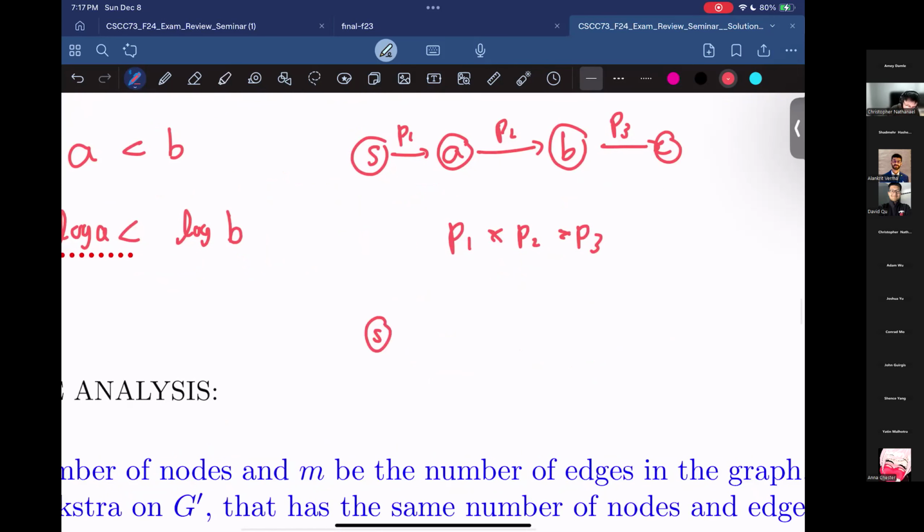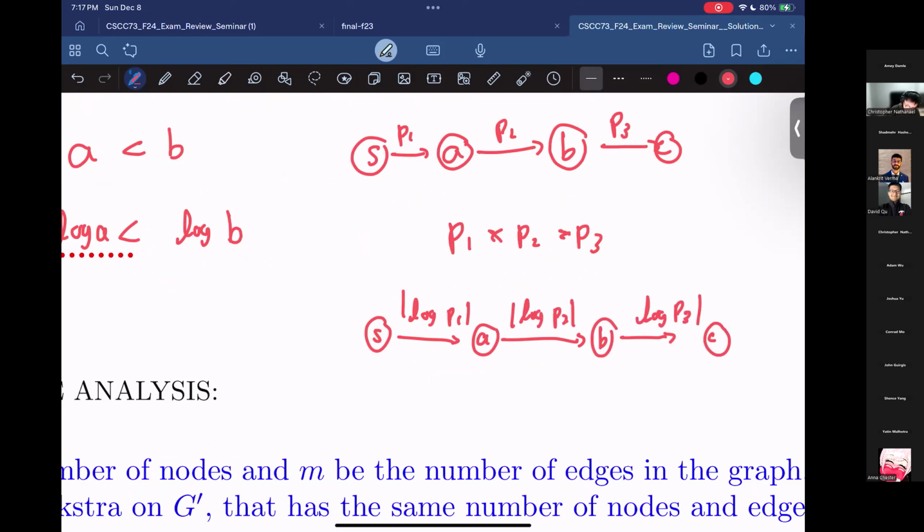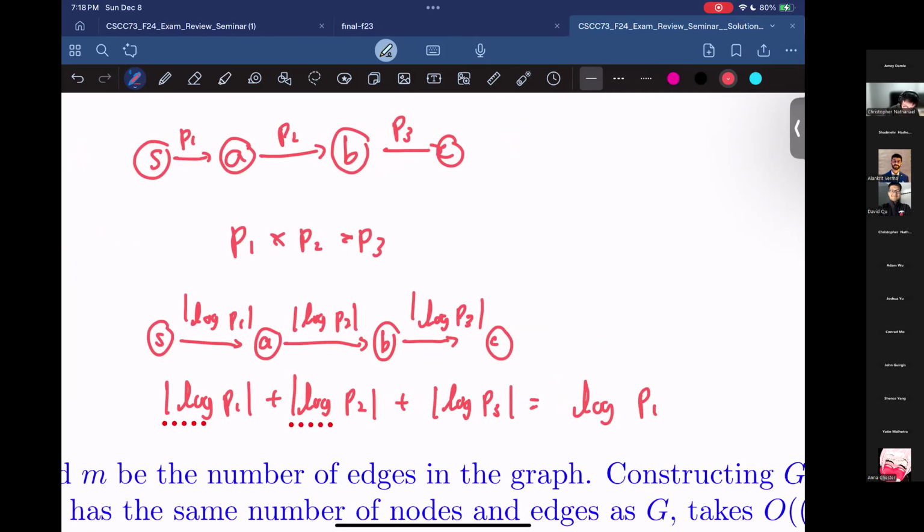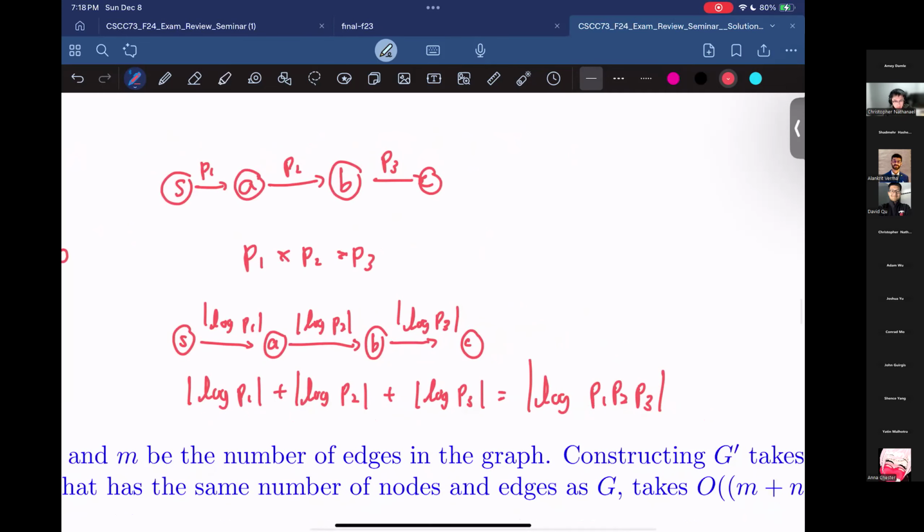If we do it as log of P1, log of P2, log of P3, then log of P1 plus log of P2 plus log of P3 equals the log of P1 P2 P3. Is that clear?